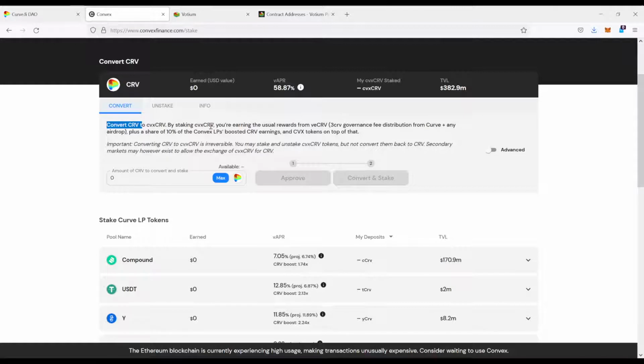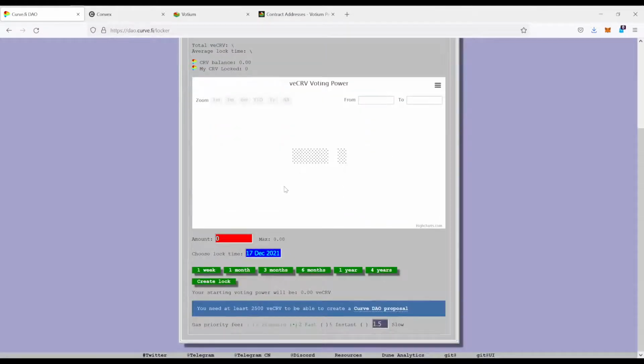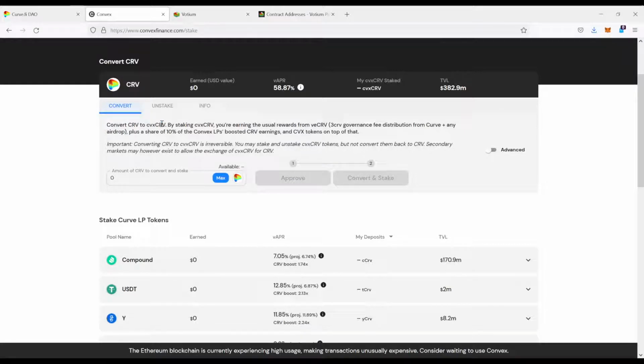By staking CVX CRV, you are earning the usual rewards from VE CRV, the governance fees and so on, and any airdrops, plus a share of 10% of the Convex LP boosted CRV earnings and CVX tokens on top of that, okay? So what this means is, when you come over here and convert your CRV to the CVX CRV, then you have the exact same benefits you would have by locking your CRV over here, but this CVX CRV is a liquid token, which means you can trade it, okay? So you have the same benefits like locking it for 4 years, but you are not locking it for 4 years. I think this advantage is pretty obvious.